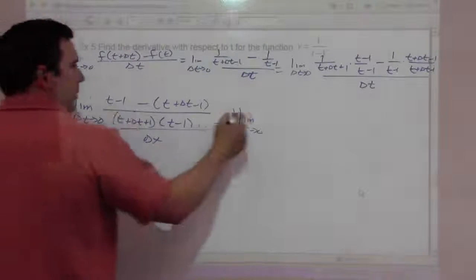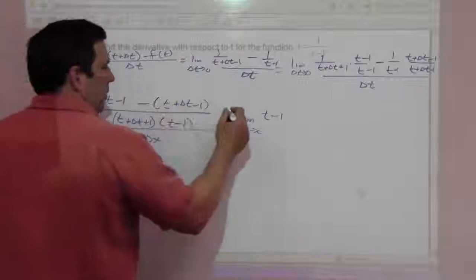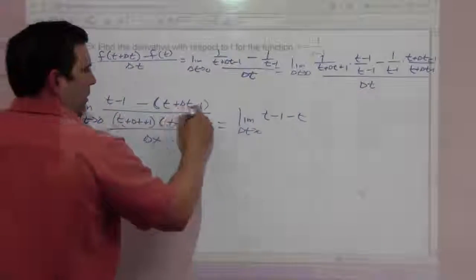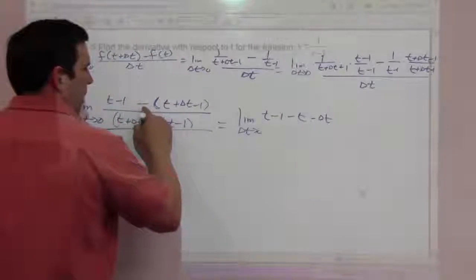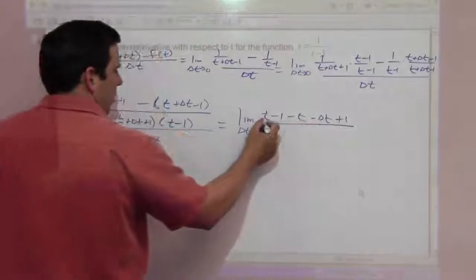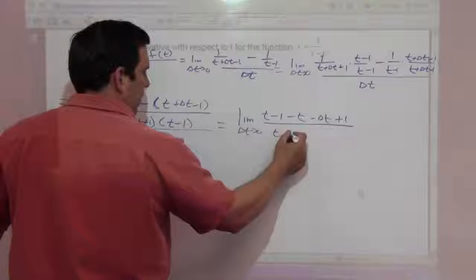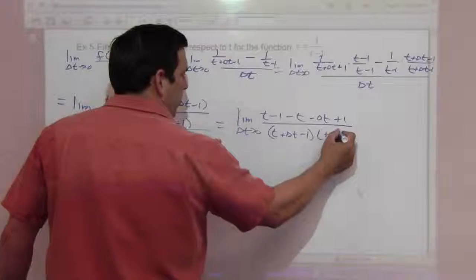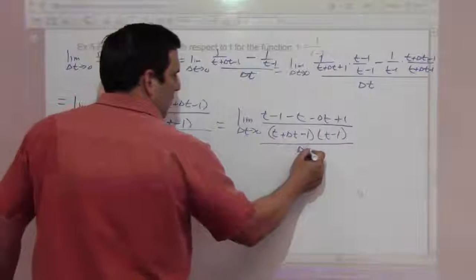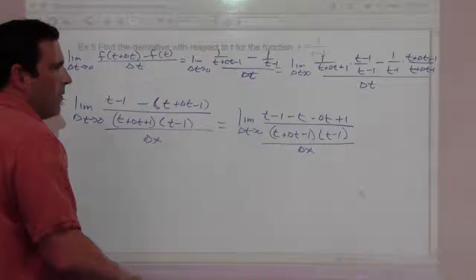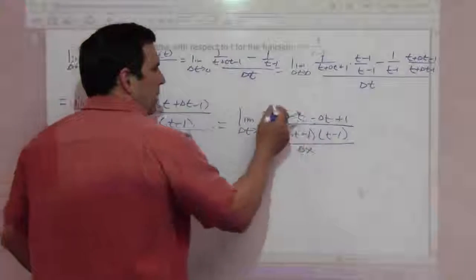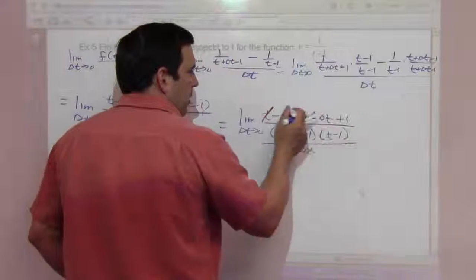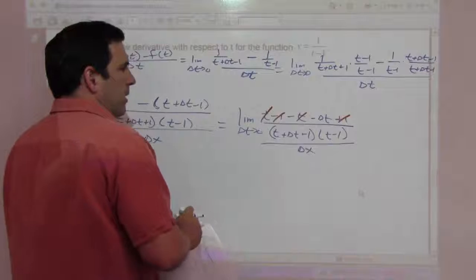So we have t minus 1, distribute here, minus t, minus delta t, minus negative 1 is plus 1. Now notice I did not multiply out the denominator. There's a reason for that. What's left in the numerator? Well, t minus t is nothing. Negative 1 plus 1 is nothing. And we have a negative delta t on top.